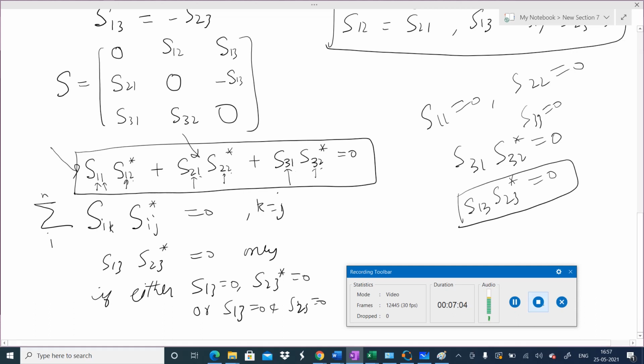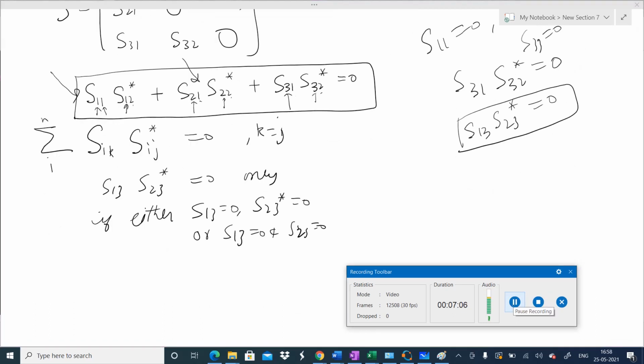Let's see now what will be the consequence. Till now we have invoked two properties, zero property and symmetry property. We still are left with one more property, that is the unity property of S matrix.